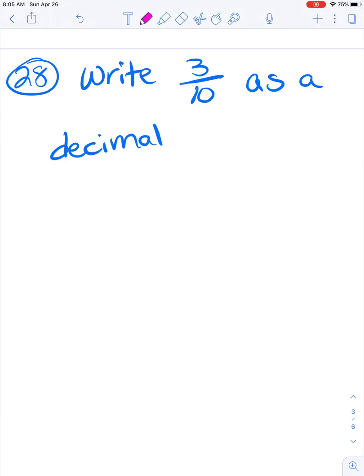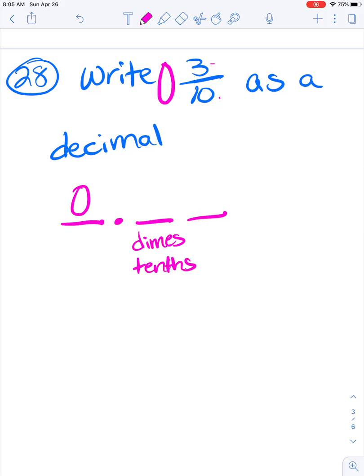We're going to write 3 tenths as a decimal. Remember, when we do this, we have our ones place, our tenths place, and our hundredths. Ones, tenths, hundredths. So we have no whole numbers there, and we have a 3 in the tenths place. Your tenths, remember, are your dimes. This is your tenths place. So we would write it like that.